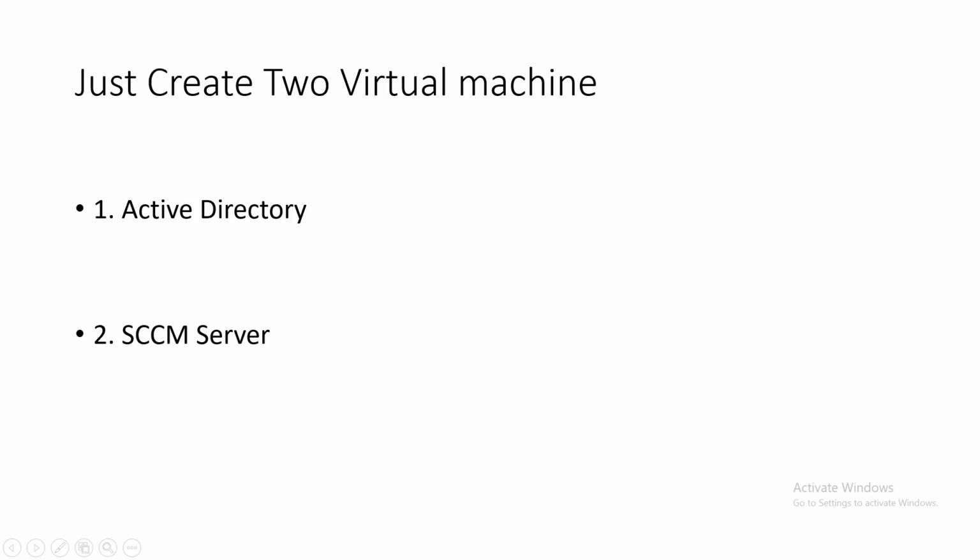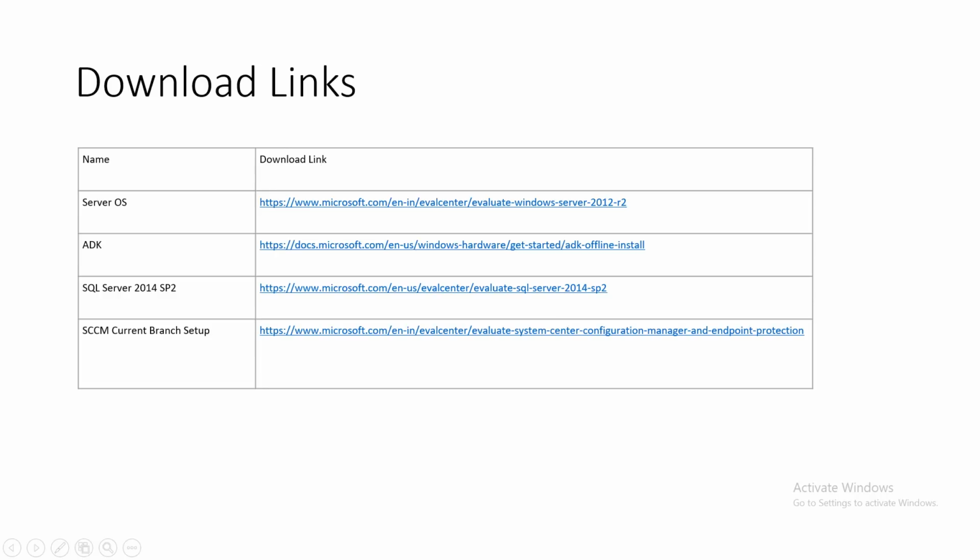You just need to create two virtual machines, one for Active Directory and second for SCCM Server. So what are the prerequisites to install SCCM Server? First of all, you should have a server operating system, for Active Directory as well as for your SCCM machine. In this machine I will use Server 2012 R2.